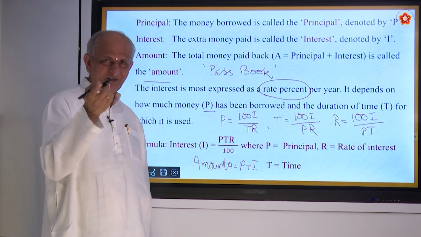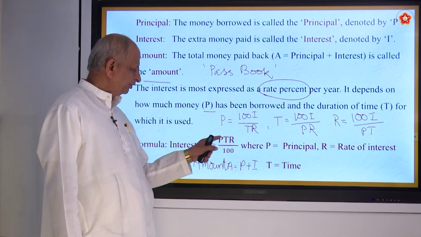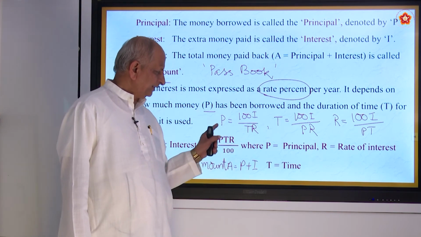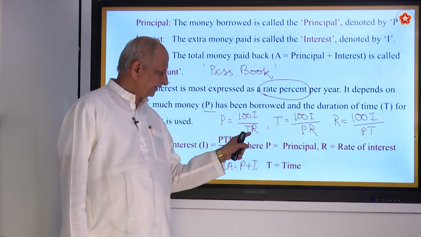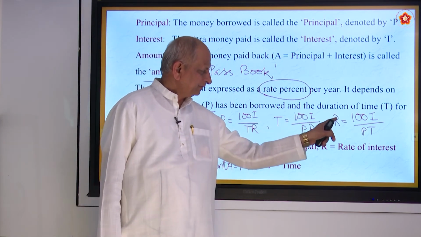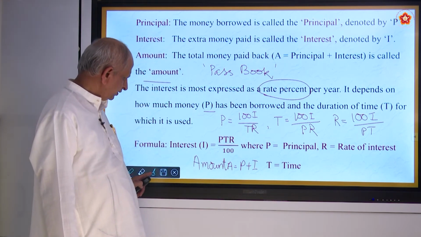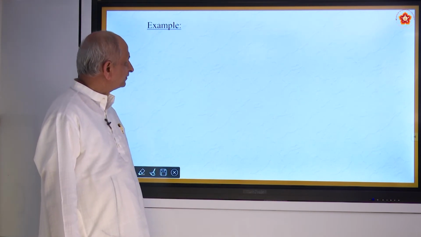Of course, these are all things you already studied in class 7th and 8th. So I is equal to PTR by 100. If you want P, 100I by TR. If you want time T, 100I by PR. If you want rate of interest, 100I by PT. Okay. Now let us work out some problems on this.